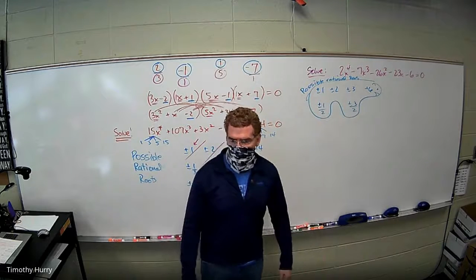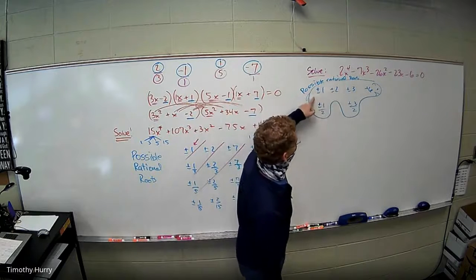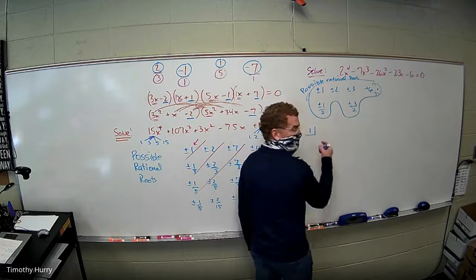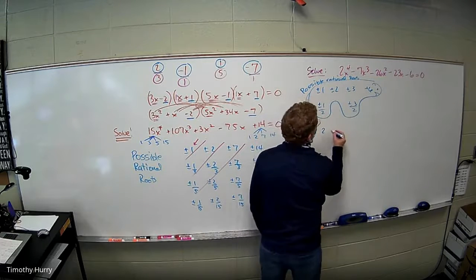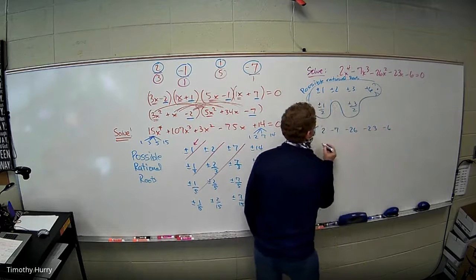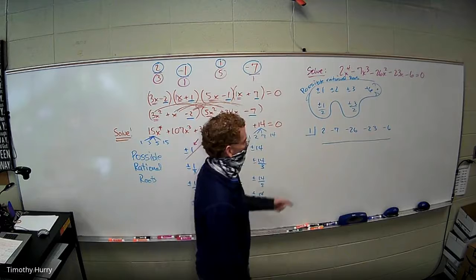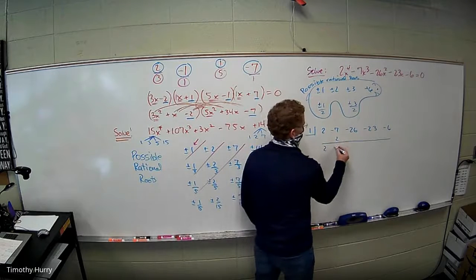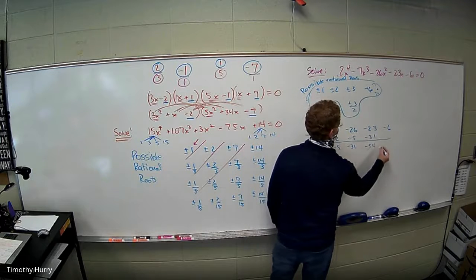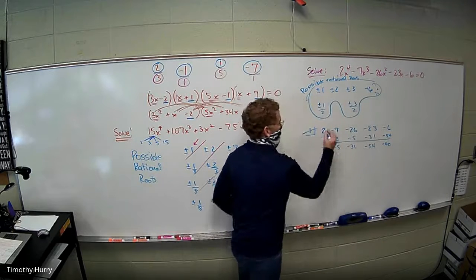Now, who wants to start? One, that was my advice, right? Just start coming in here, tackling plus or minus 1, plus or minus 2, maybe plus or minus half, see what happens. So positive 1. Let's see if I get a zero remainder. 2, negative 7, negative 26, negative 23, negative 6. My factor theorem says if I get a 0 at the end, I know it's a root. So set that division. 2, negative 5, negative 31, negative 54, not 6. So what does this mean? Not a root. 1 does not work.